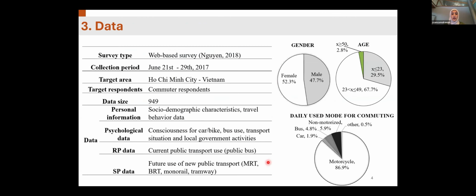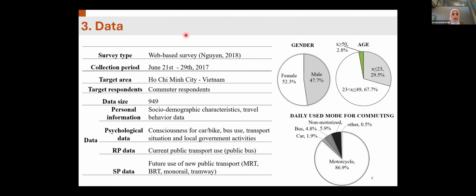The data used for this research is a web-based survey conducted in Ho Chi Minh City in Vietnam. And the area was selected because in Ho Chi Minh City, the only available public transportation is public buses for the time being. And in the future, the city is planning for some future public transportation like mass rapid transit, bus rapid transit, monorail, and tramway. So this survey was done to measure the attitude of people towards those new types of public transportation services.